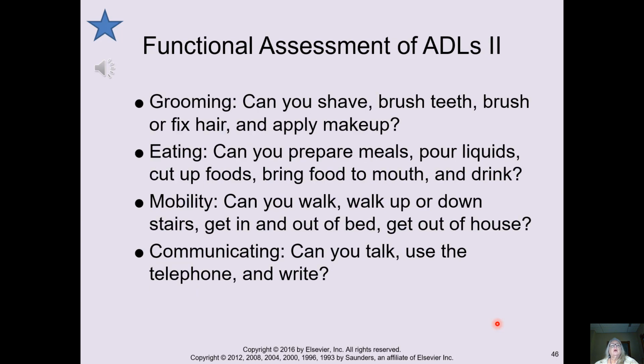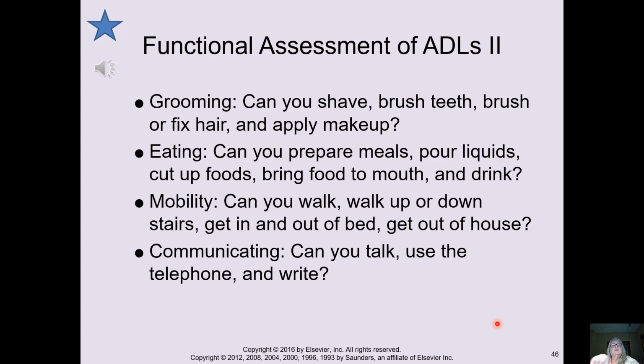Grooming. Shaving. Men end up having a very difficult time shaving, in part because their face gets more wrinkled. It gets harder to get at. Those of you who have shaved one of your male patients know that to be true. And their beard whiskers get much tougher, and they can be quite difficult to get off. Brushing teeth, fixing your hair. If you can't get your hands all the way up to the top of your head, you might not be able to brush your hair. How about applying makeup?